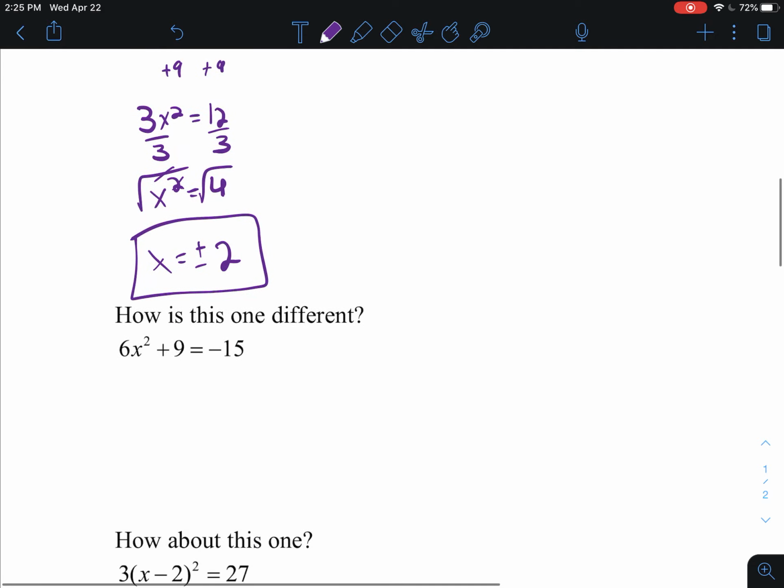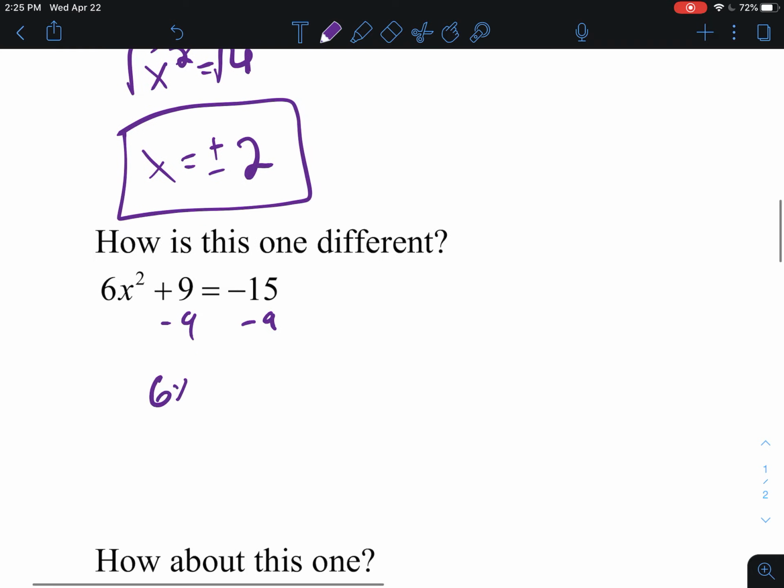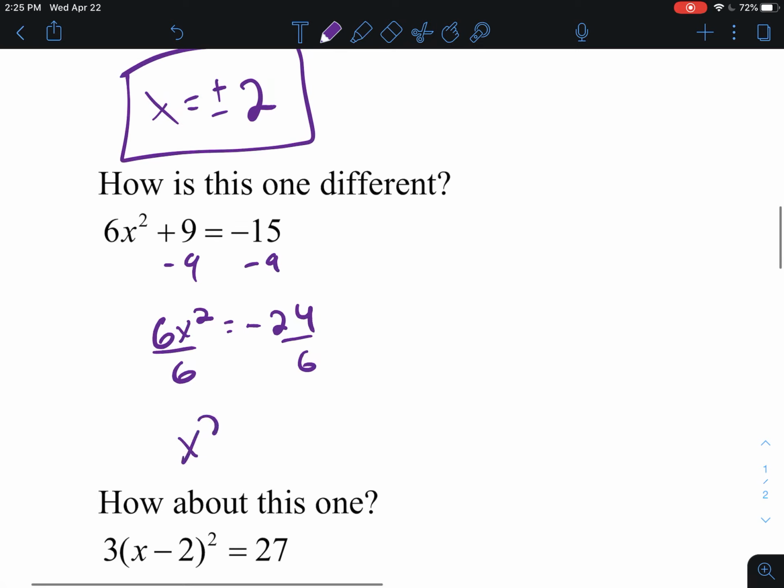All right, how is this one different than the last question? Well, let's dive in and see what happens. We subtract 9 from both sides. We get 6x squared is equal to negative 24. We divide by 6 from both sides. We would get x squared is equal to negative 4.